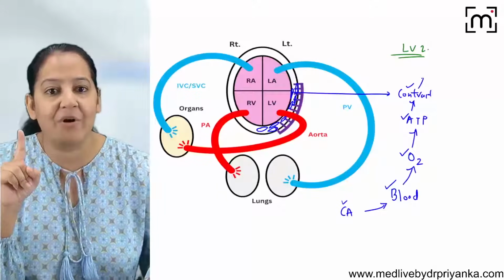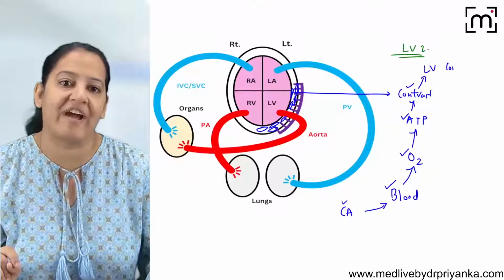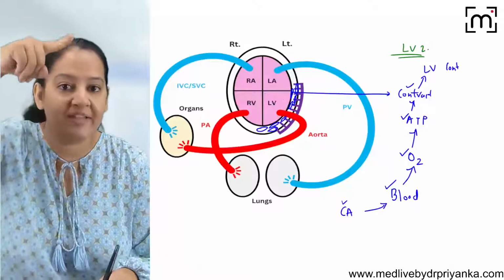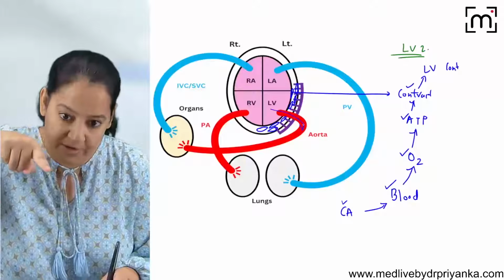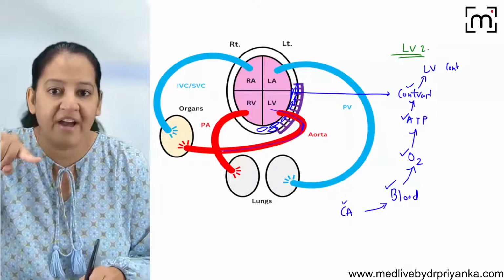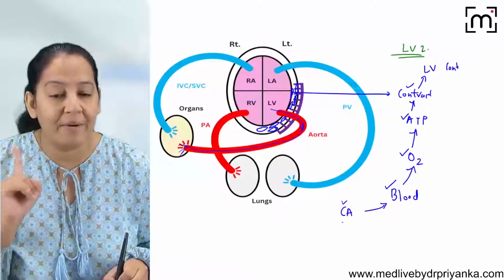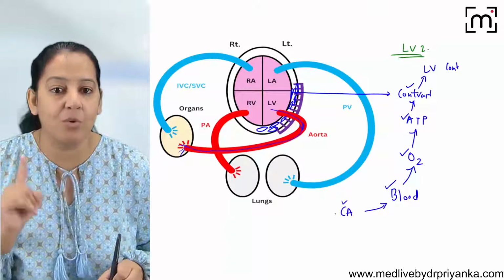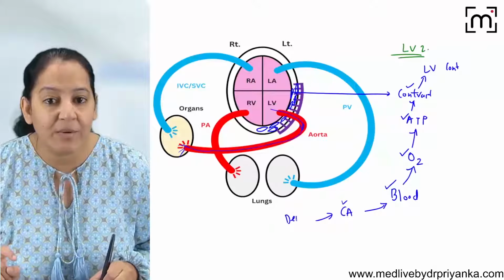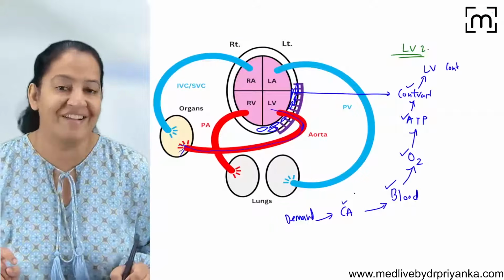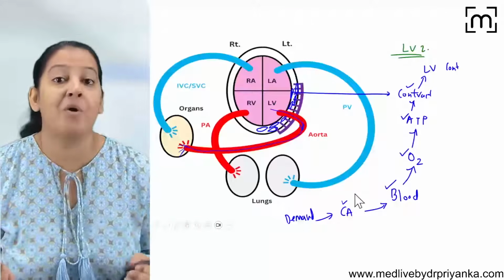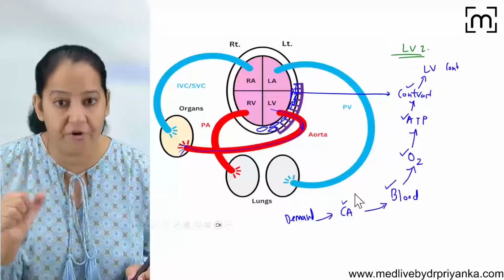And when these cells contract, the left ventricle contracts. When the left ventricle contracts, the blood is ejected into the aorta. It is pumped into the aorta, and via the aorta it is distributed to all organs. So this coronary artery blood is very important, and this is known as the demand of the heart, the oxygen demand of the myocardium to contract.